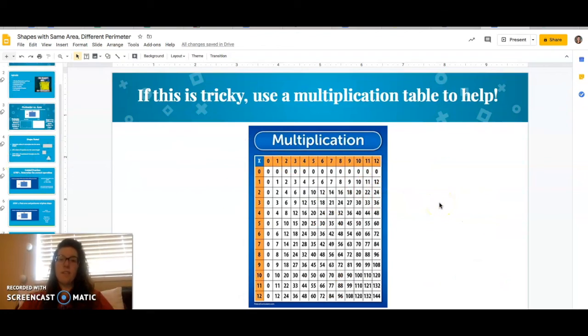If this is tricky for you, you can use your rolling numbers, or you can use a multiplication table to help. This can help you to find factors or lengths and widths that will have the same product, which will help you to find the same area. So, for example, 2 times 6 is 12, and 3 times 4 is also 12, okay? I will add this into today's assignment, just in case you need it to help you.